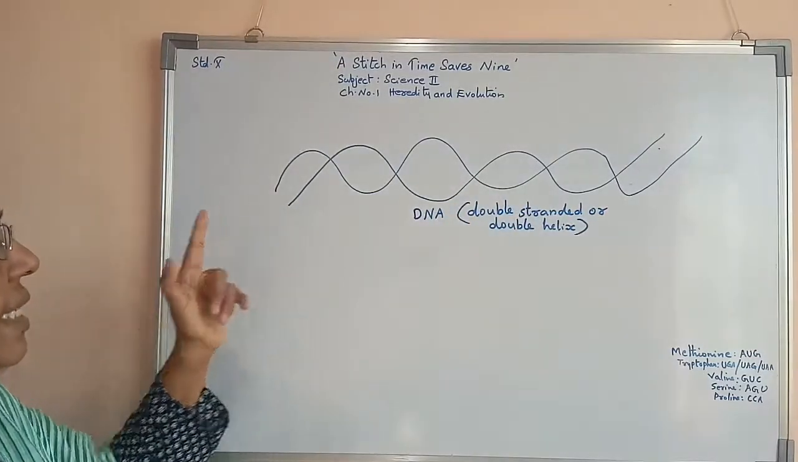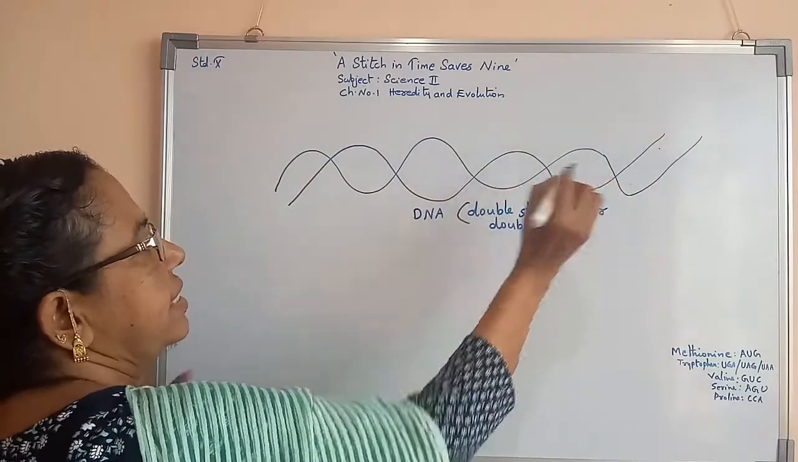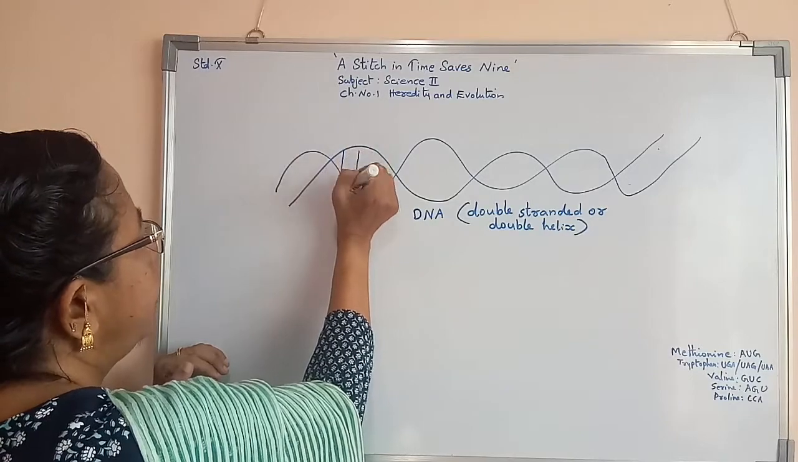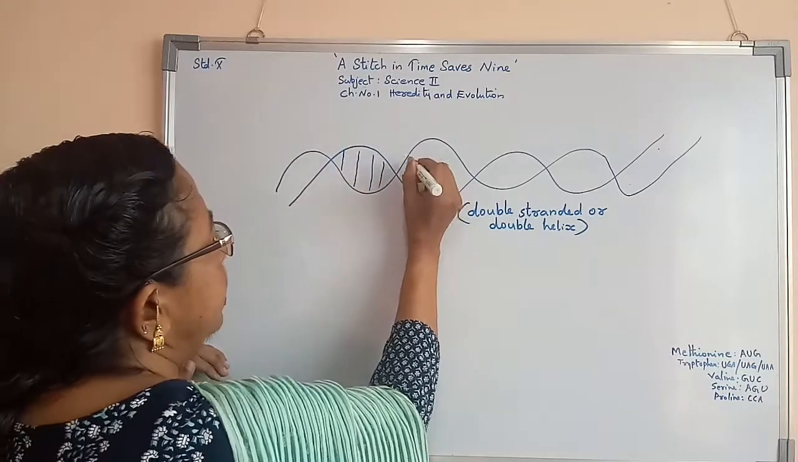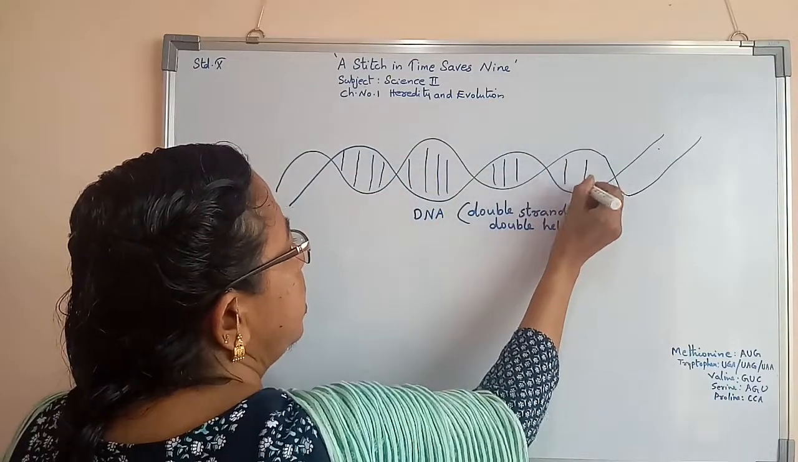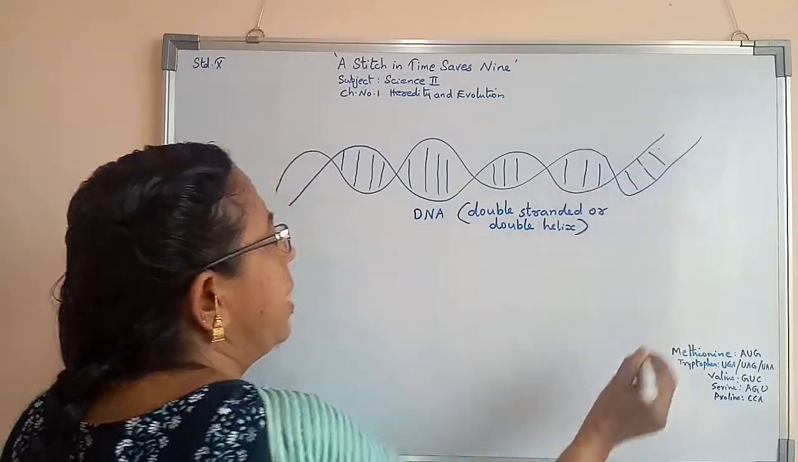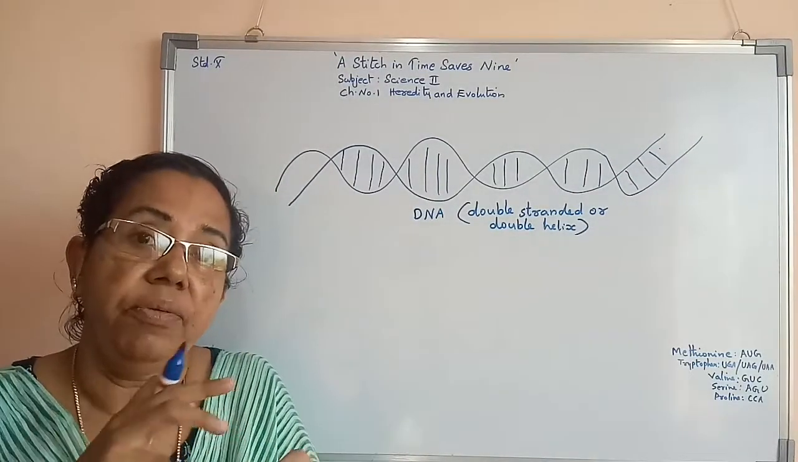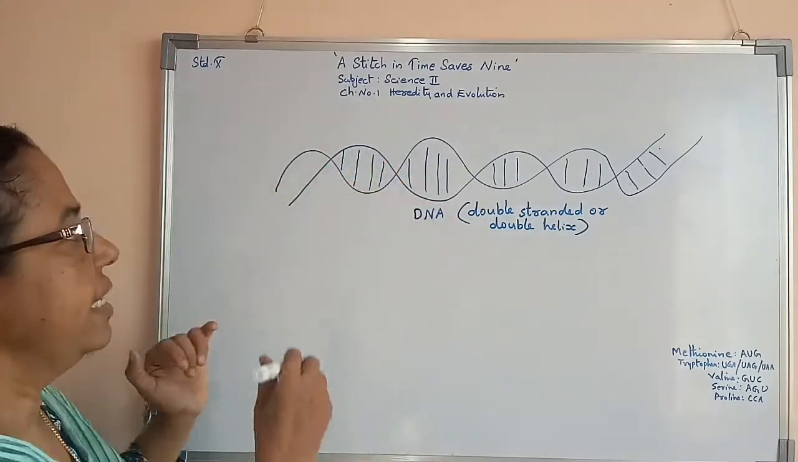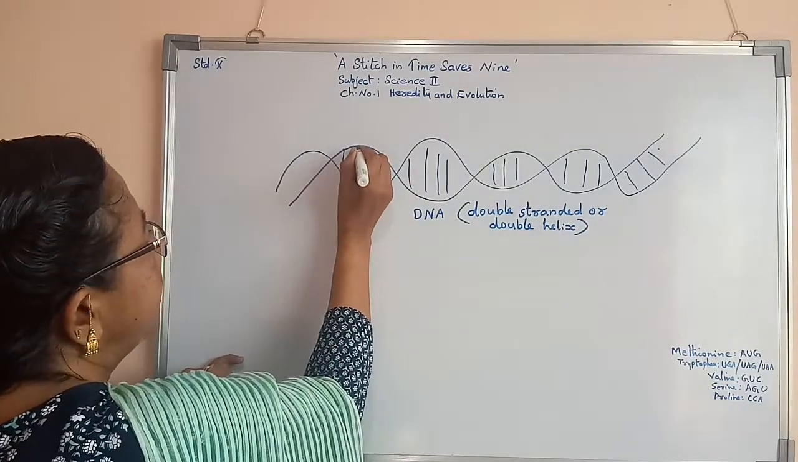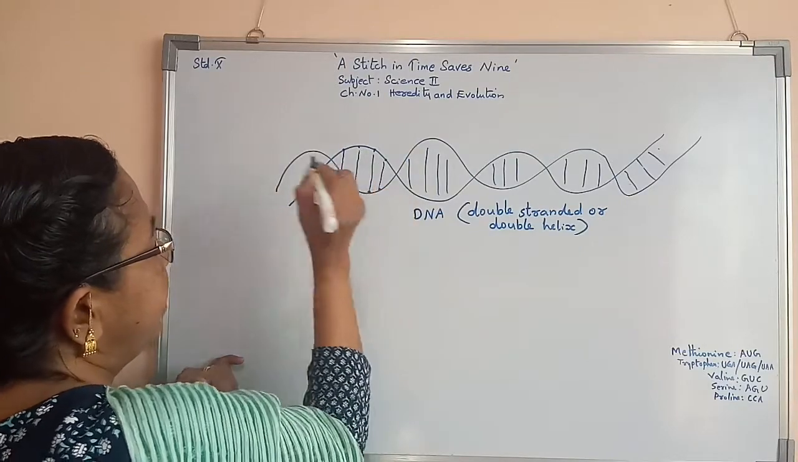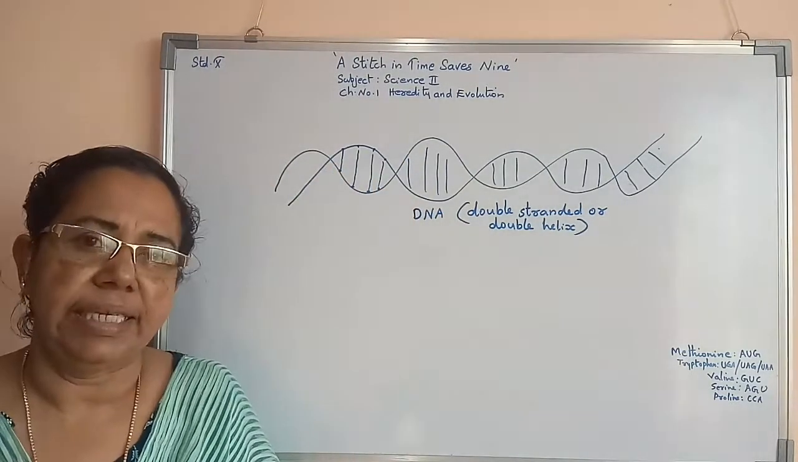Now we can say that it has a two ribbon-like structure. Inside, bonds will be there, hydrogen bonds. Plus it is a highly coiled structure. It has so many coils, very lengthy. Where the bonds begin as well as end, there is a nitrogenous base.